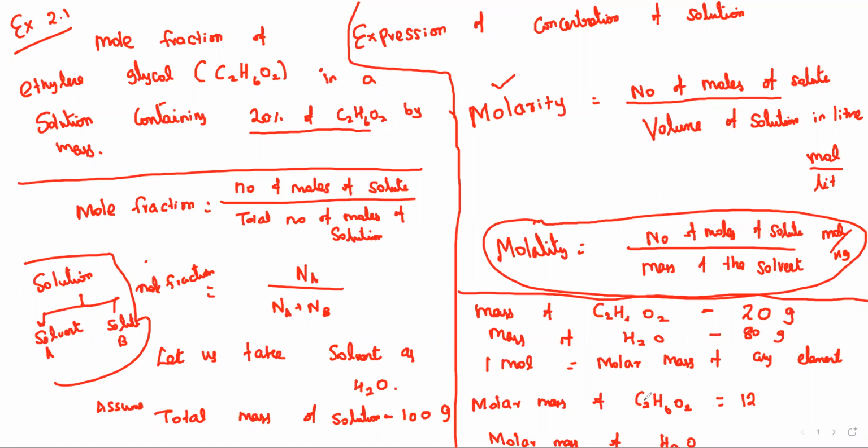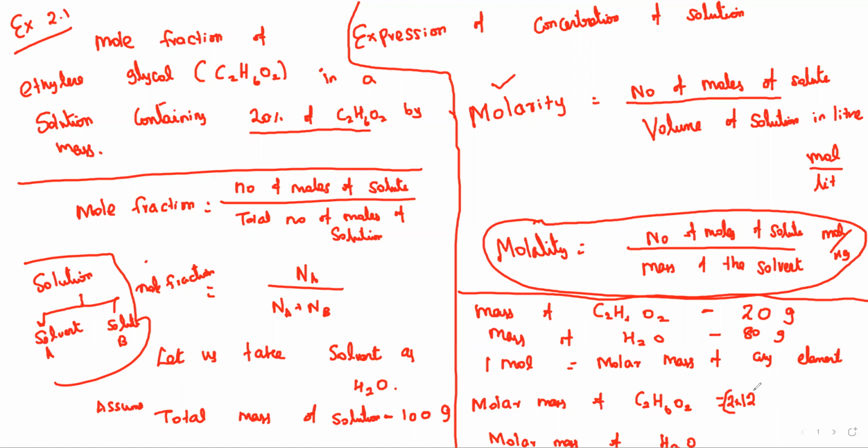So how many carbons are we having here in our formula? How many carbons did they give? 2 carbons. So it is 2 into 12 basically. Okay. So then what is the mass number of hydrogen?